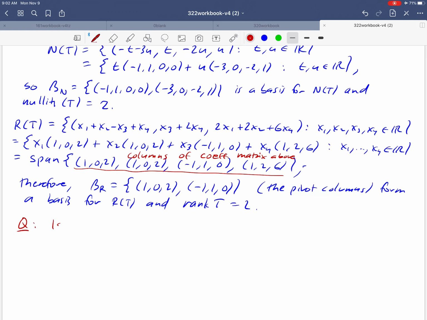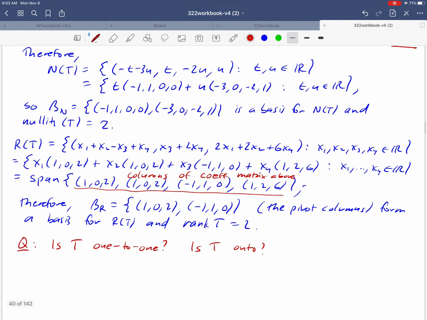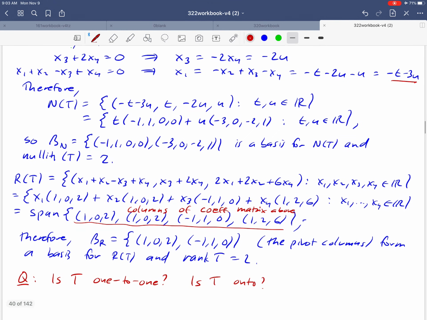So question, is T one-to-one? And is T onto? Okay, well, if we start with the one-to-one part of that question, Theorem 2.4 is a very helpful tool for that. It tells us that a linear transformation is one-to-one exactly when the null space of the linear transformation is just the zero vector. Okay, so we can answer that question by looking at the basis that we found for the null space. Okay, here it is. And notice that the null space contains non-zero vectors, and that tells us that the null space is more than just the zero vector.